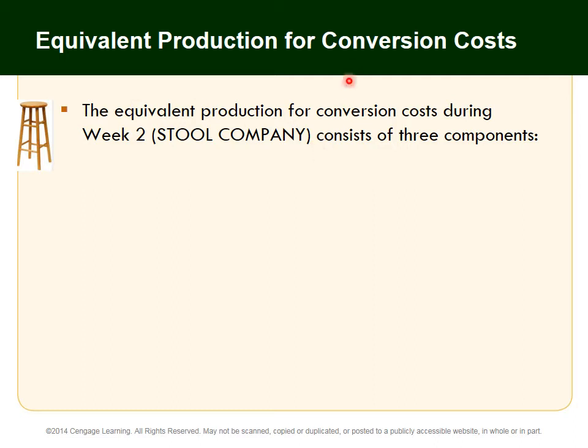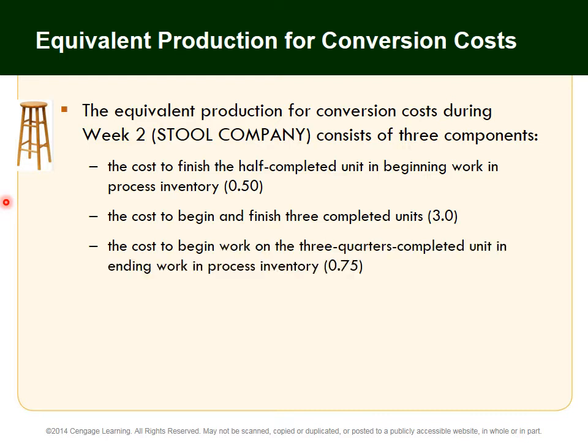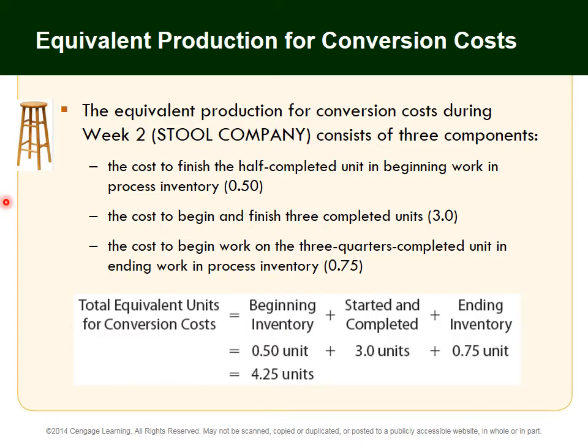So let's look at conversion costs for the stool company. Okay, we have to pay to finish the stool. We have to convert the stool, and we have beginning to end done 3 stools completely, and we've done 3/4 of a stool, and it is an ending work in process. And so that's where we get the 4.25. If you want to go back to that slide, you can of course stream the video backwards. 0.5 plus 3 plus 0.75 equals 4.25.